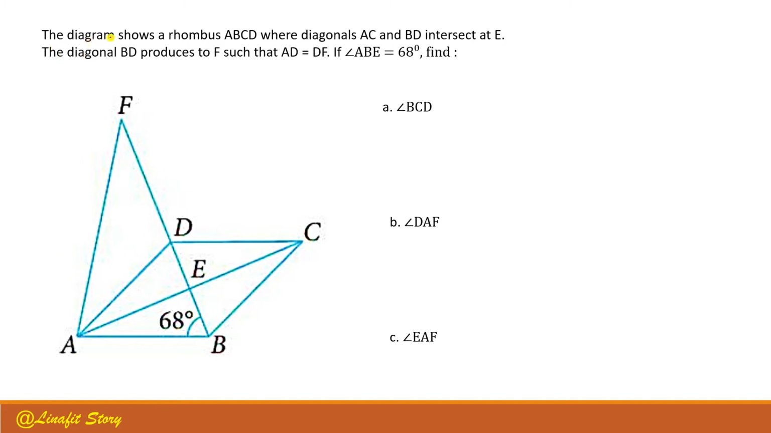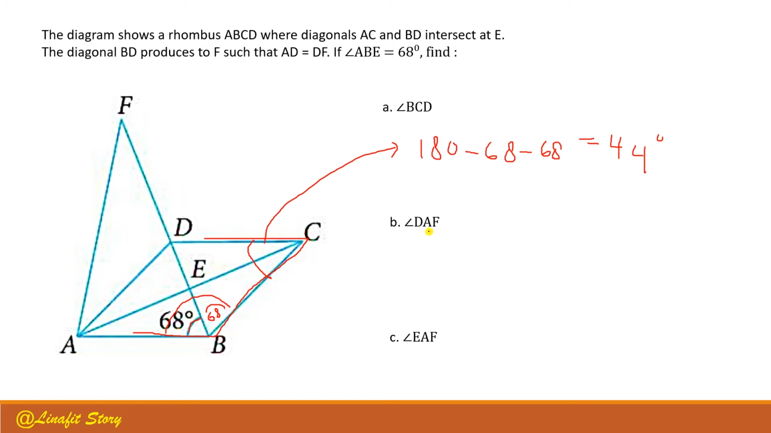So this is the rhombus. So this is 68 degrees. This is also 68 degrees. There is a C shape. The sum of angles of a triangle is equal to 180 degrees. So we will find BCD. So BCD is equal to 180 minus 68 minus 68, which is equal to 44 degrees.